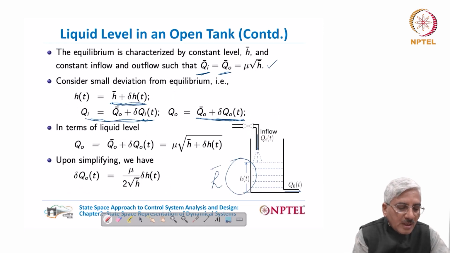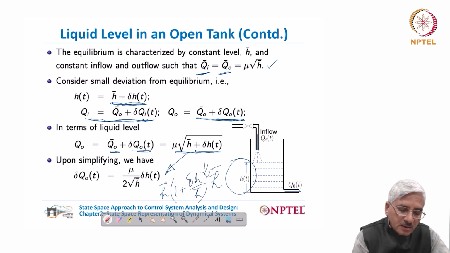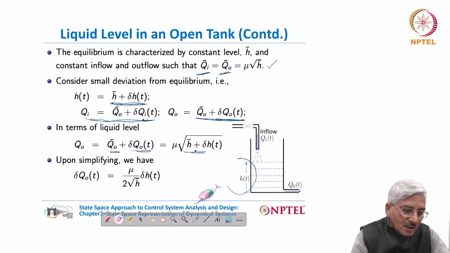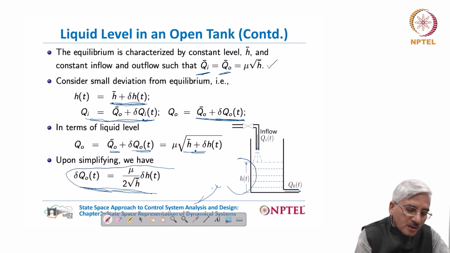So we obtain Qo equal to Qo bar plus delta Qo, which is equal to mu root of H bar plus delta H. With simple mathematics, H bar plus delta H can be expressed as H bar common, so root of H bar times (1 plus delta H by H bar) to the power half, and then this can be expressed as 1 plus delta H by 2H bar, and a little manipulation will give this equation: delta Qo will be equal to mu by 2 root H bar times delta H. So we obtain the linear equation corresponding to the outflow.